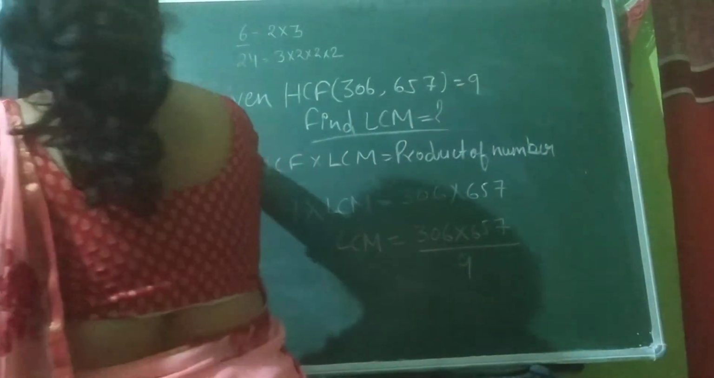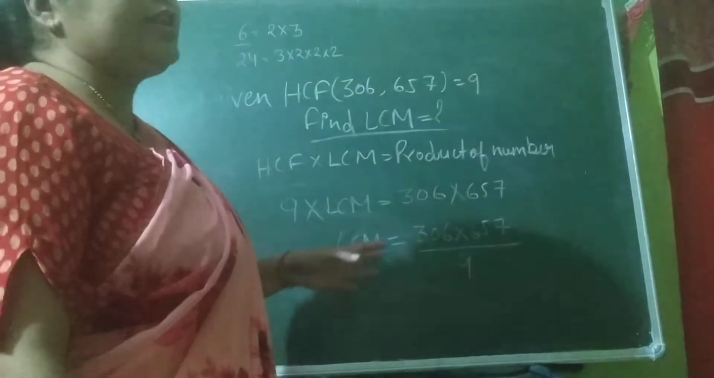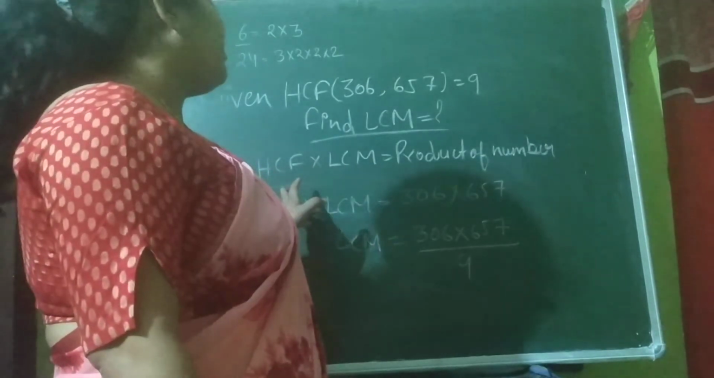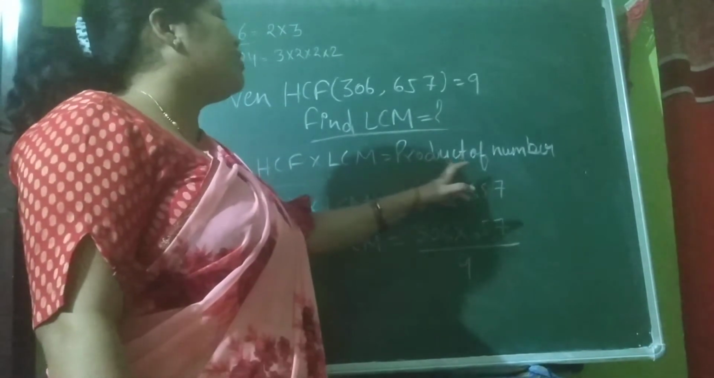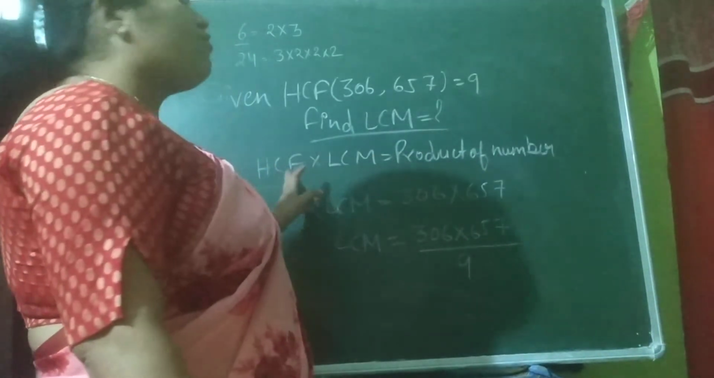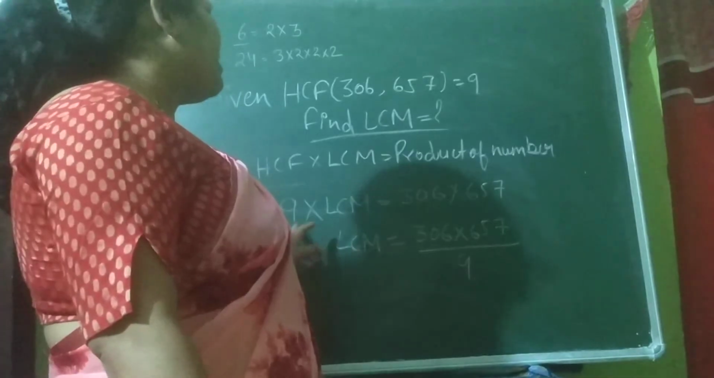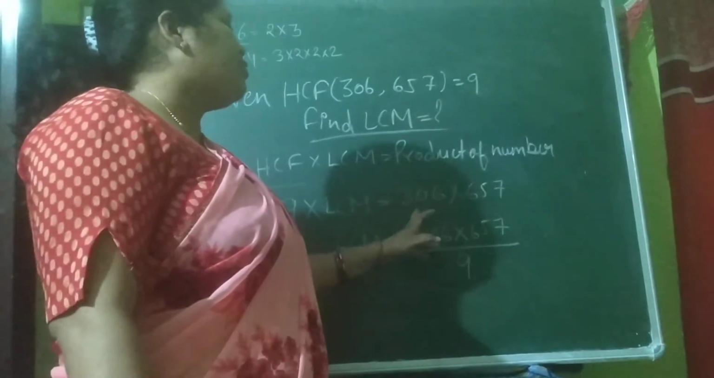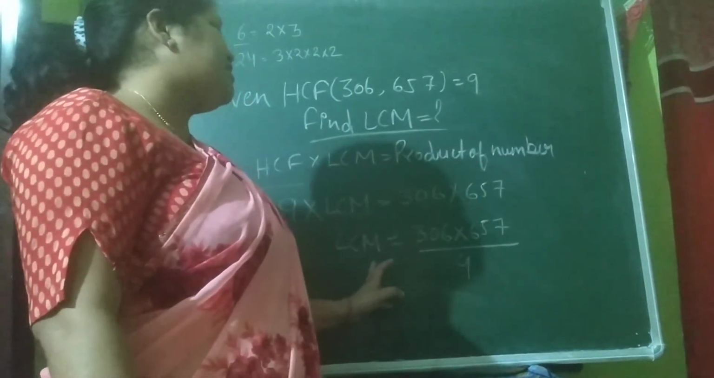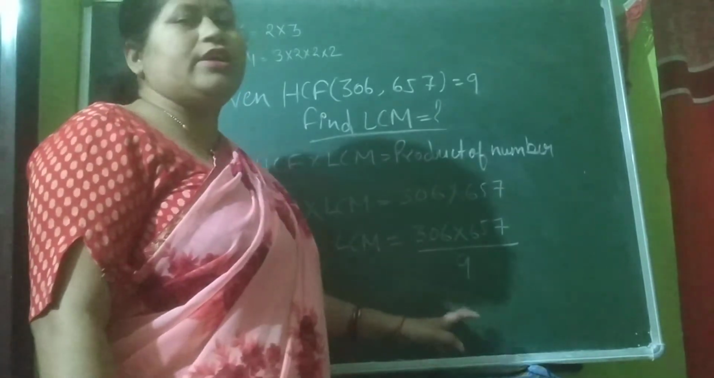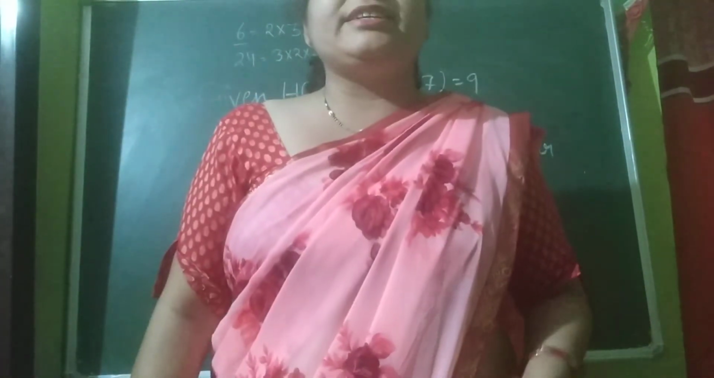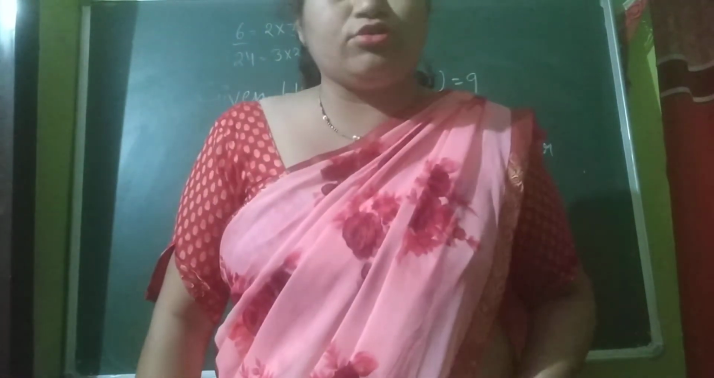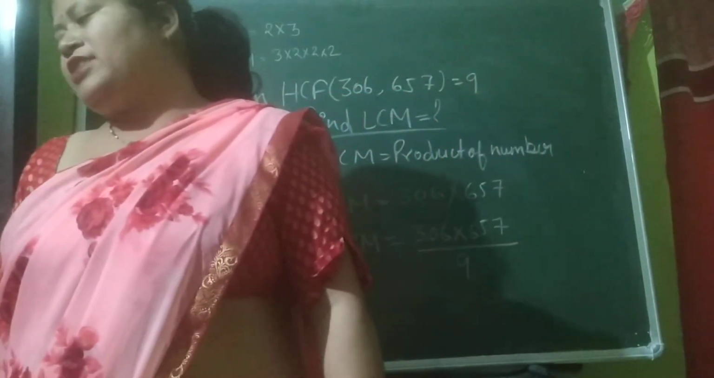They are saying that HCF is given, numbers are given, and they are asking for the LCM. So we know the formula that HCF into LCM is equal to the product of numbers. Now we keep the values: HCF is given as 9, LCM we have to calculate, and the numbers are 306 and 657, and their product. So LCM is 306 into 657 upon 9. So let's start another question. The calculation, as you do in the classroom, you also do yourself only. Now we will do the next question.